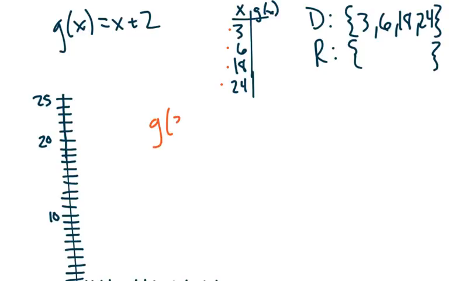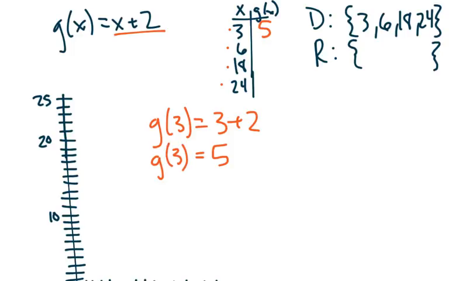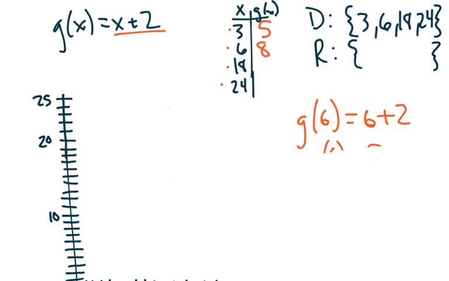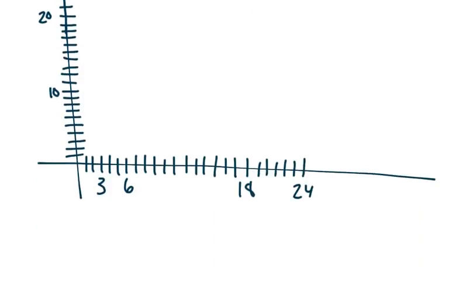Okay, so now with our function, we need to evaluate it for each of these. So I'd have g of 3 equals x plus 2, so 3 plus 2. 3 plus 2 is 5, so g of 3 equals 5. Then g of 6 equals 6 plus 2, because we replace the x with 6. 6 plus 2 is 8, so g of 6 would equal 8. So if I wanted to, I could graph those, couldn't I? Without even making that table. That would be 3, 5, and 6, 8.